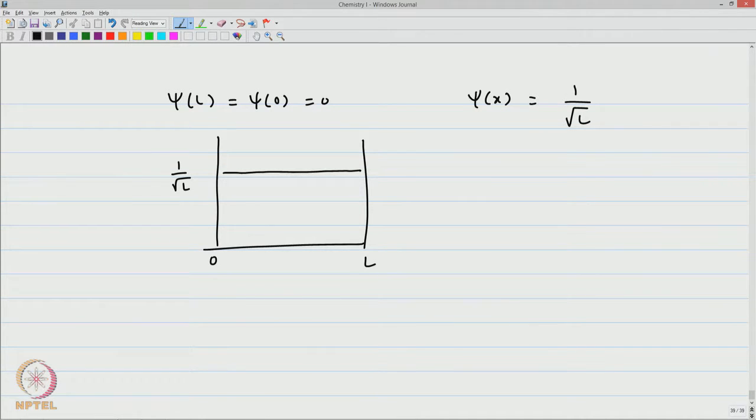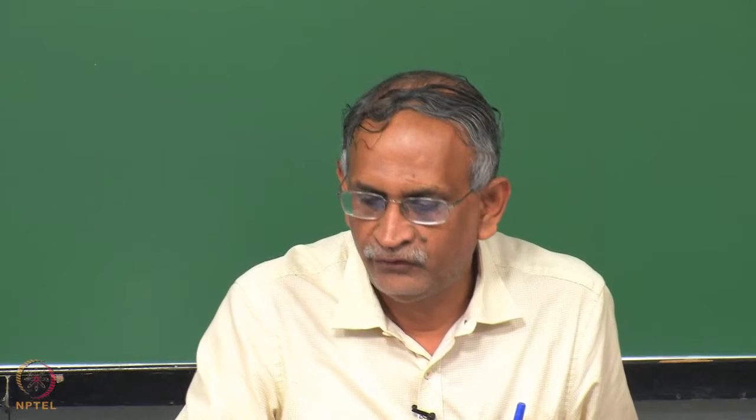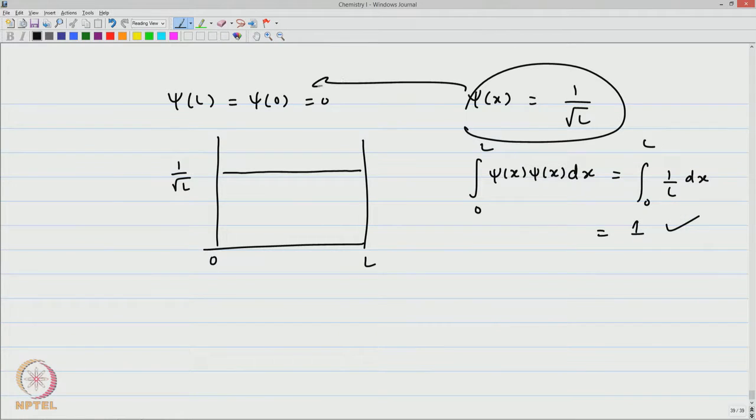Acceptable? Of course, it is, because the integral of psi of x squared dx, the probability integral from 0 to L, is the integral from 0 to L of 1 by L dx, and that you know is 1. So, it is normalized. It has two discontinuities at the two boundaries. Other than that, the function is well behaved.